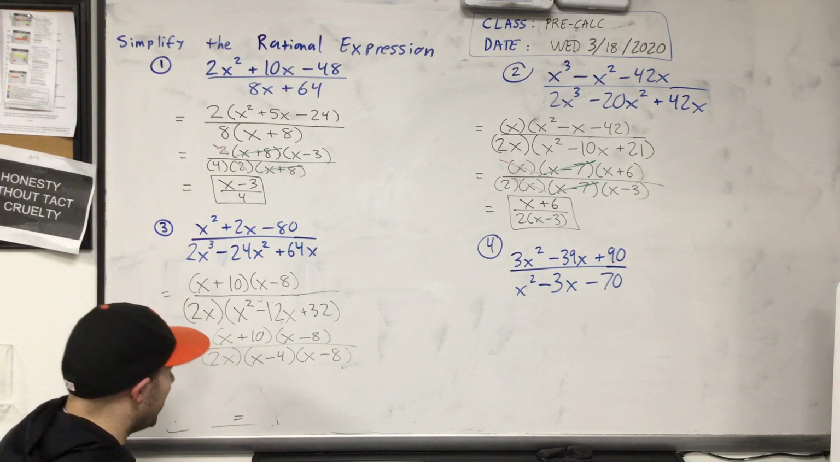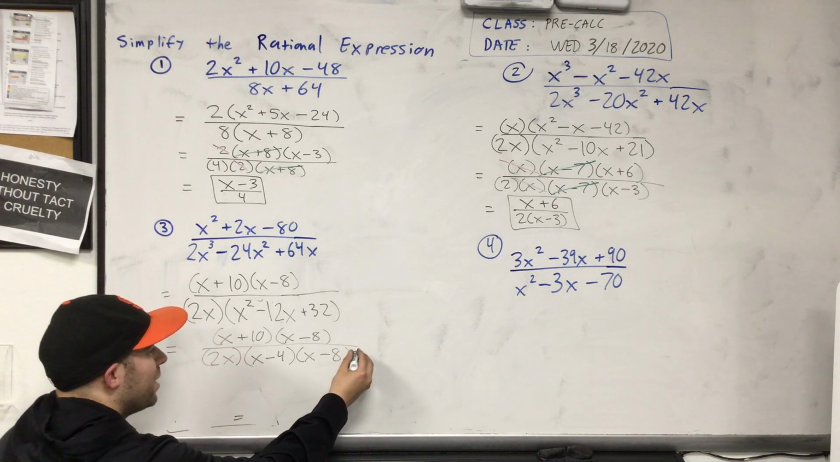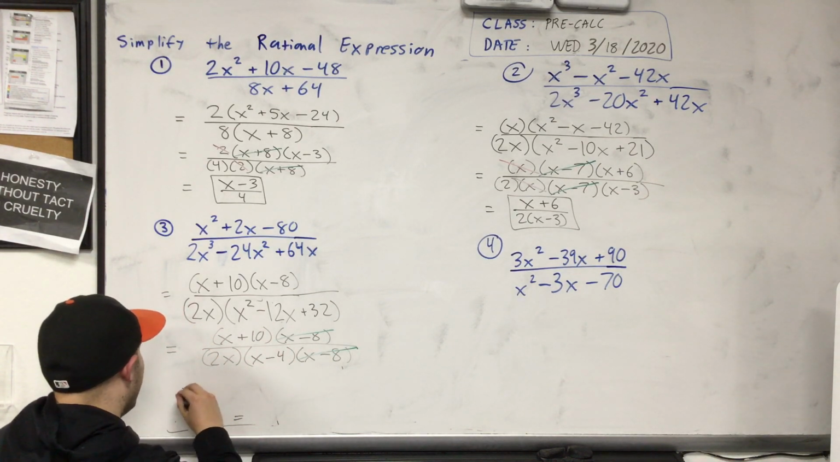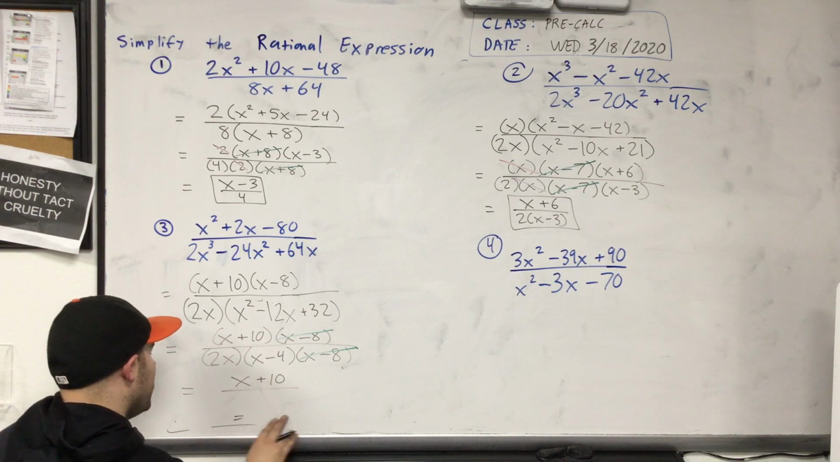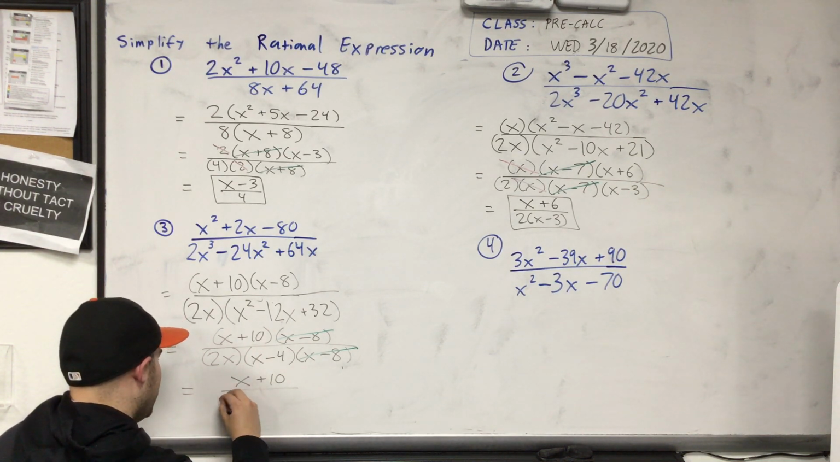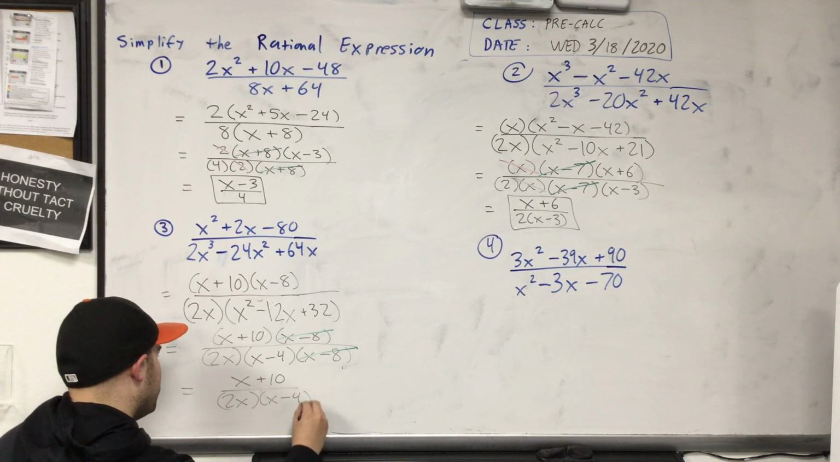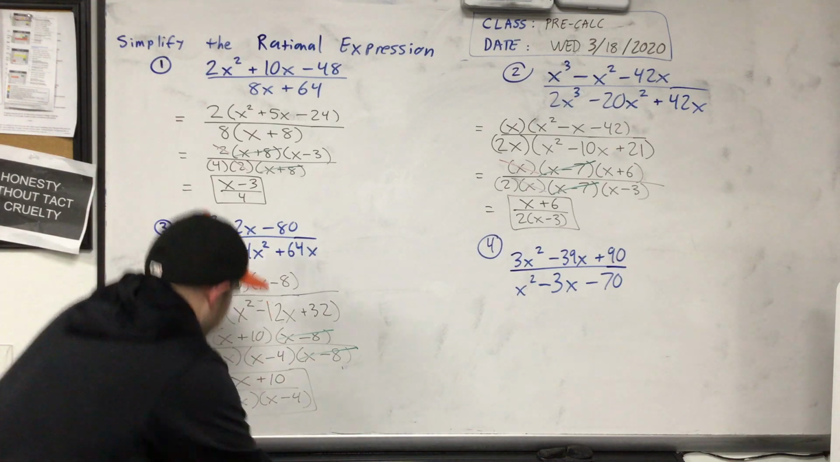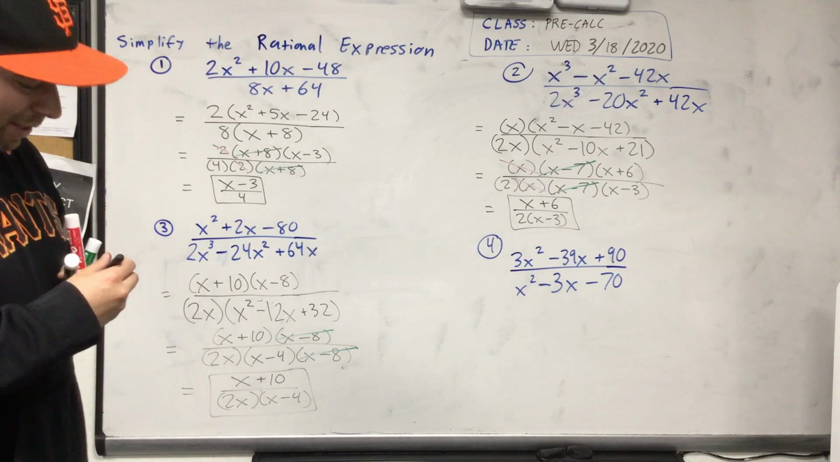Let's look for something that we can cancel out. Well, that x minus 8 has got to go. So now we've got x plus 10 over 2x times x minus 4. Therefore, that is our simplified form, and it actually makes my life a lot easier to leave it like that.